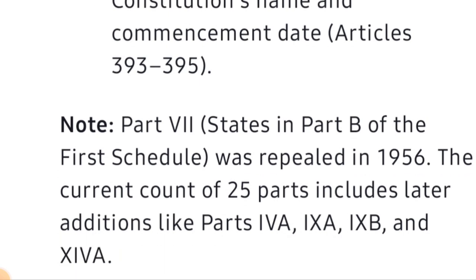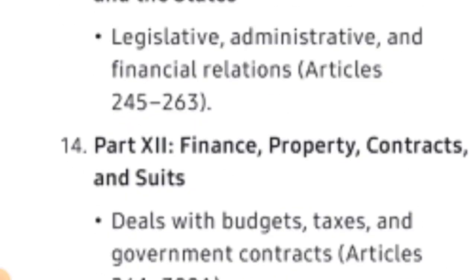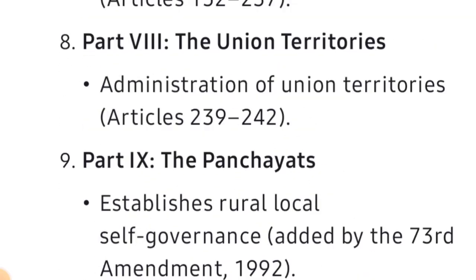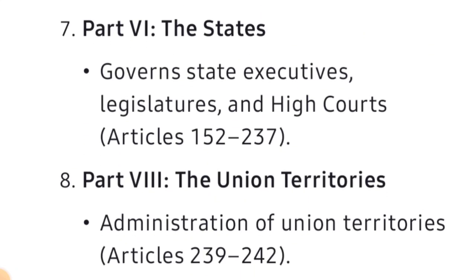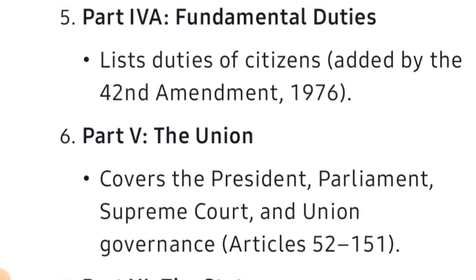Part 7, note, there is a note. Part 7, States in Part B of the First Schedule, was repealed in 1956. The current count of 25 parts includes later additions like Part 4A, 9A, 9B and 14A. These parts 4A, 9A, 9B and 14A were added later, and Part 7 was repealed. So there is no Part 7 in the Constitution. You can see after Part 6, the states, there is directly Part 8, the Union territories, because Part 7 was repealed in 1956.